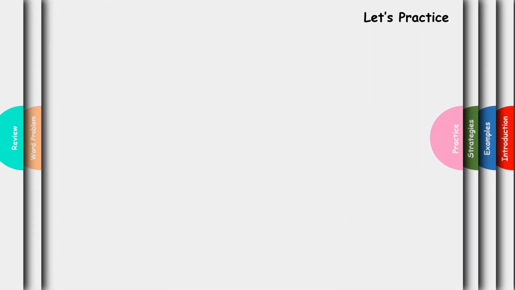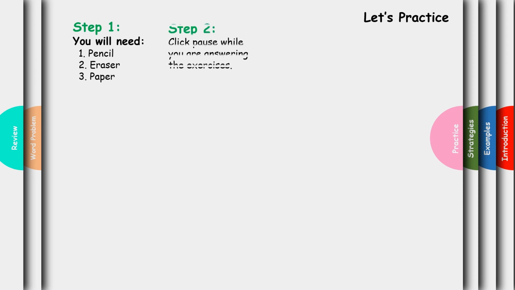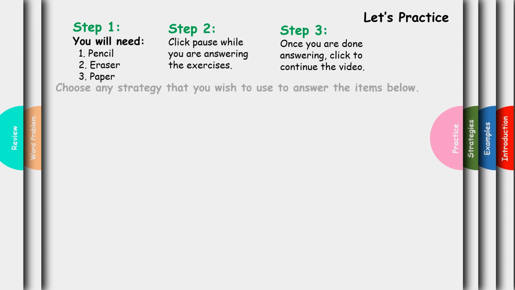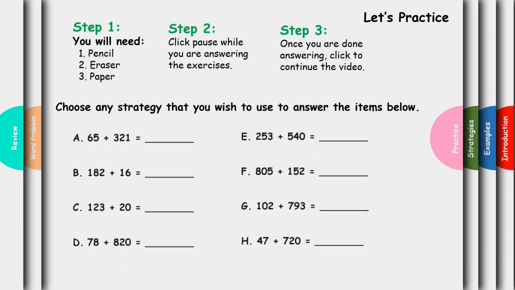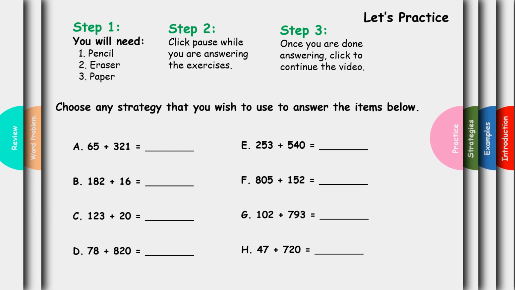Now you are ready for some practice exercises. Step 1, get ready with your pencil, eraser, and paper. Step 2, click pause while you are answering the exercises. And step 3, click to continue the video once you are done answering. Choose any strategy that you wish to use to answer the items below. Take as much time as you need. You may now click the pause button.